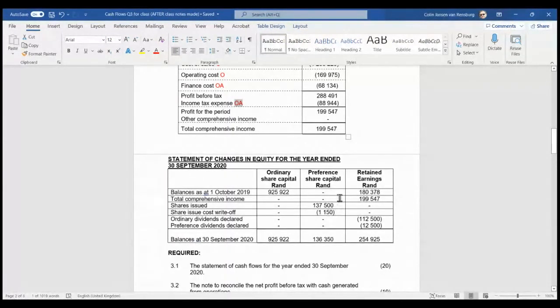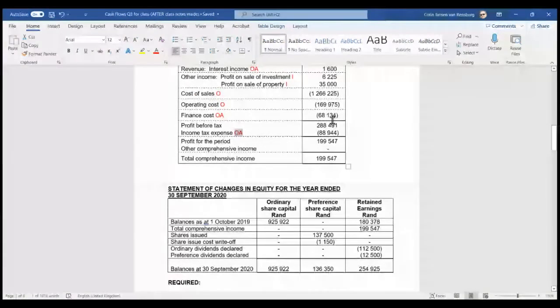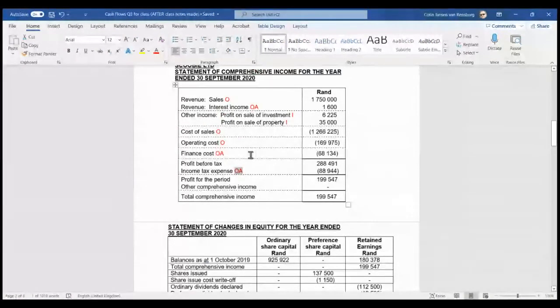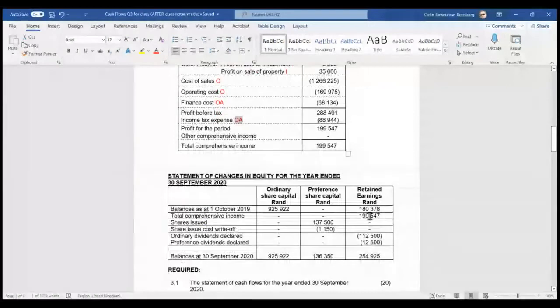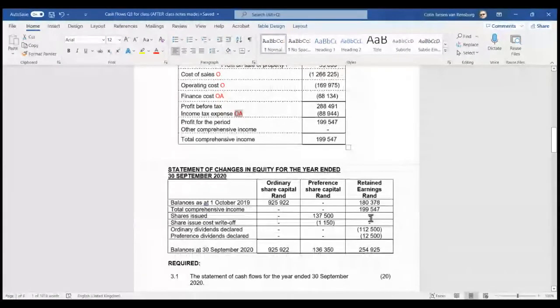So our total comprehensive income, again, is simply a subtotal, or in this case, a total for our statement of comprehensive income that we've transferred there. So we've already, in effect, analyzed it. That 199547, we've already analyzed it into its components. Which of the various activities does it represent? So that 199547, we are done with.